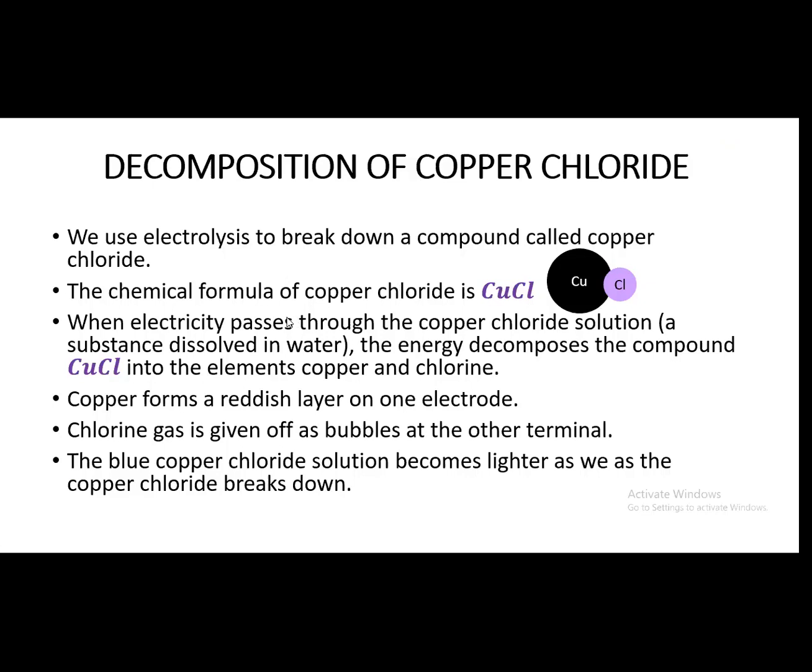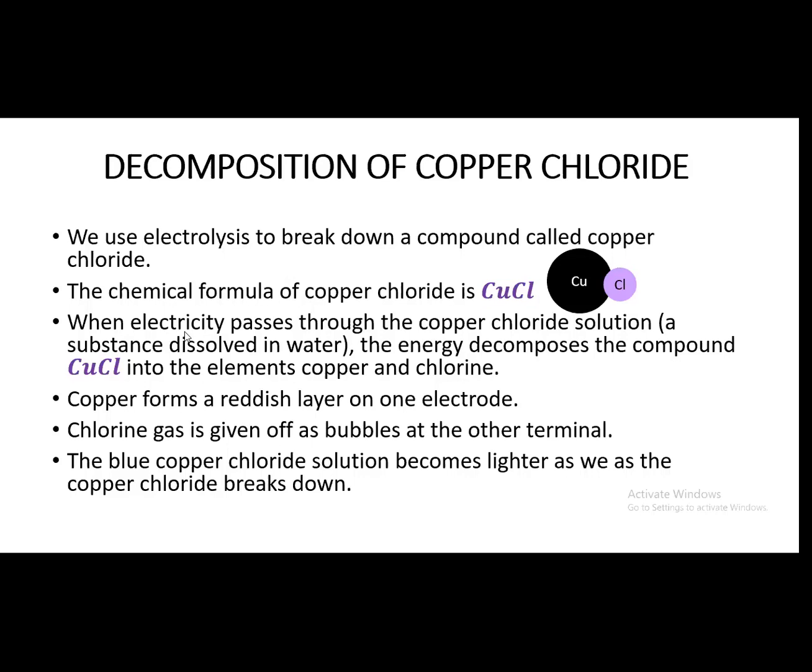So the chemical formula for copper chloride is CuCl. We know from the periodic table we have symbols. The symbol for copper is Cu. We don't write it in full, we write it in short. The symbol for chlorine, and remember, chlorine is a gas, and it's very dangerous. If it comes into contact with your body, you can burn. It's also the stuff you put in your pools.